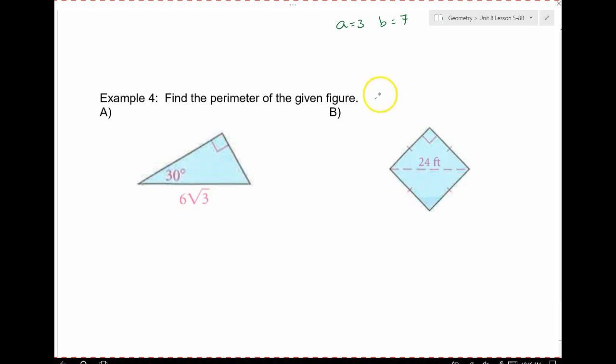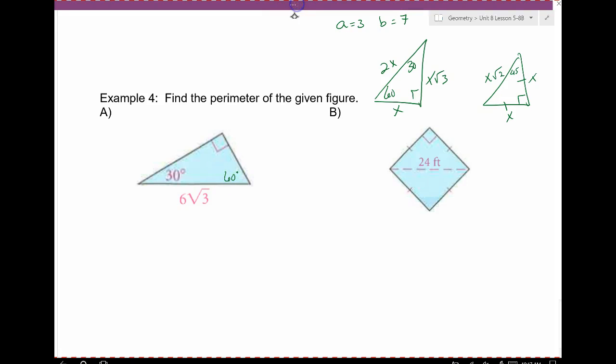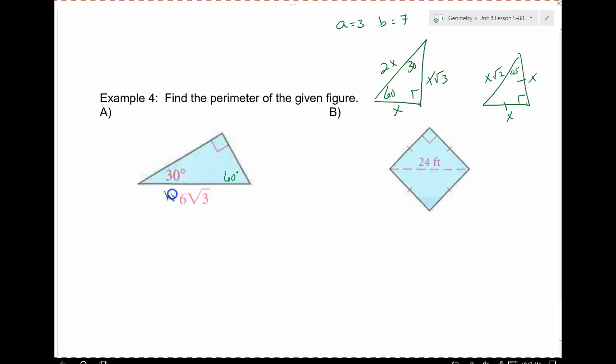Can we use either our 30, 60, 90 triangle, or could we use our 45, 45, 90 triangle? So either one of the special right triangles. So looking at that, isn't that just a 30, 60, 90 triangle? What side of that 30, 60, 90 triangle do you know? All right, so that's your hypotenuse. I need to get to the short, don't I? How do I go from hypotenuse to the short?